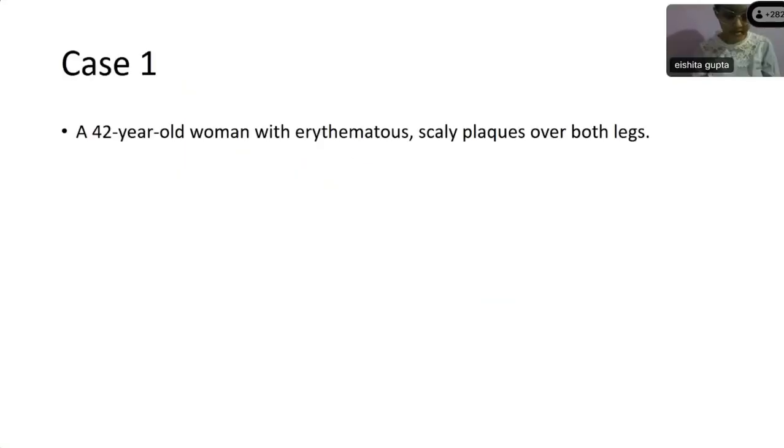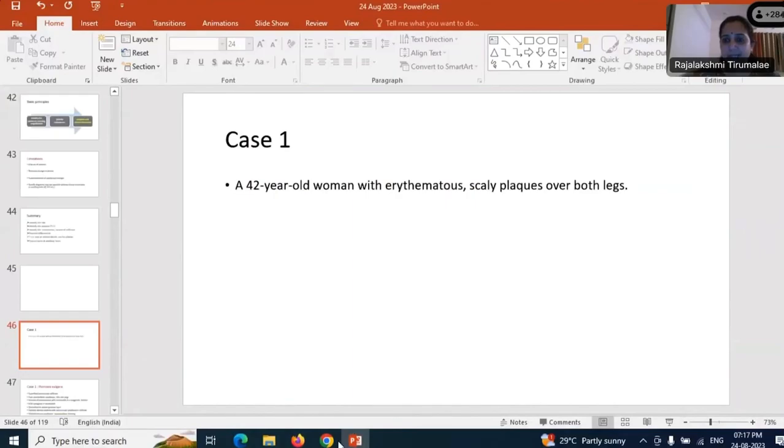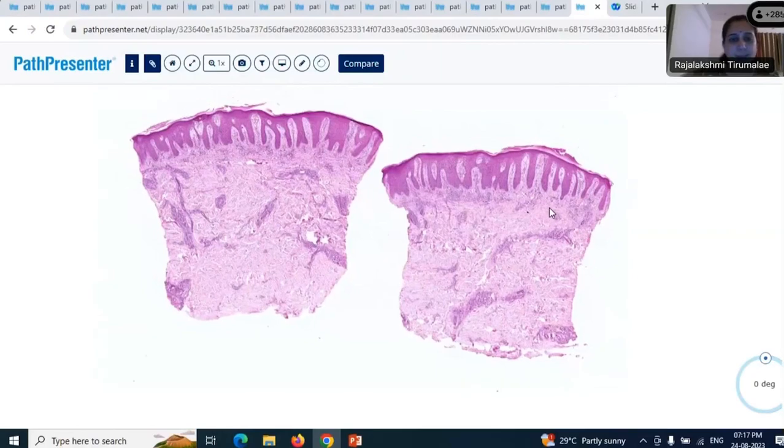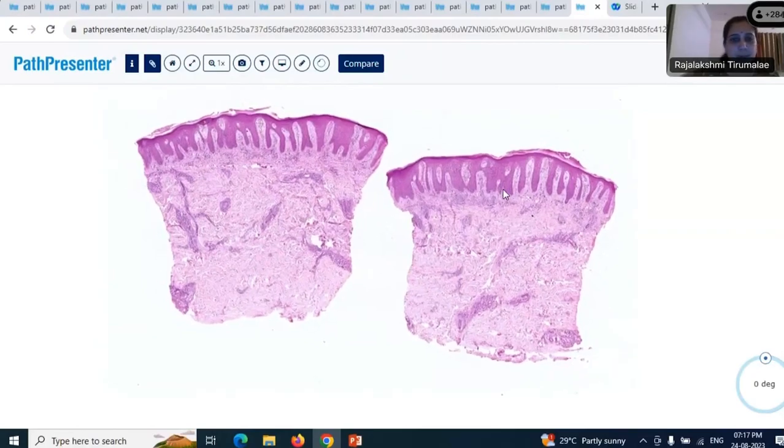So I think I will stop at this with the introduction. So can we start with case number 1? So this was a 42-year-old woman with erythematous scaly plaques over both legs. So can I invite Dr. Ishita to take this case? Okay. Yes, ma'am.